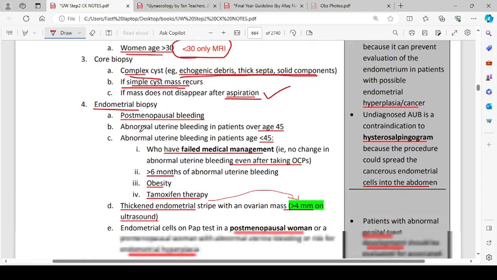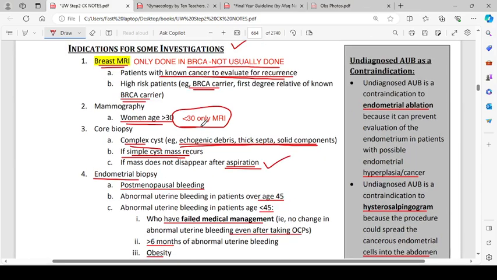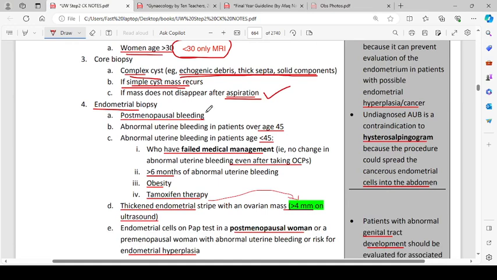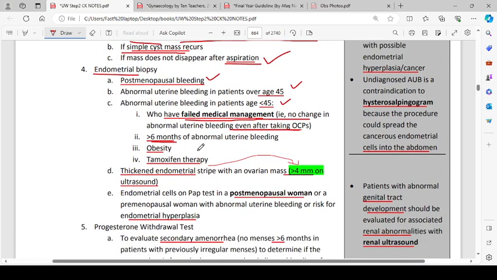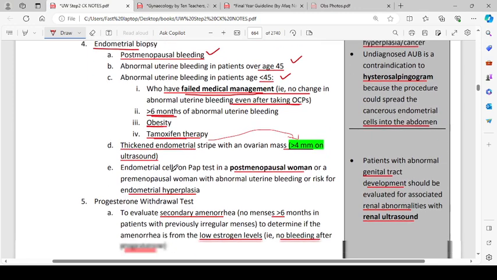Endometrial biopsy, in cases of postmenopausal bleeding, abnormal uterine bleeding in the patient over age 45, abnormal uterine bleeding in the patients less than 45 who have failed medical management, that is no change in abnormal uterine bleeding even after taking OCPs, more than 6 months of abnormal uterine bleeding, obesity, tamoxifen therapy.